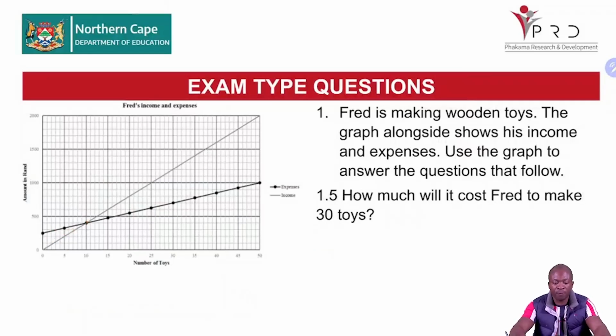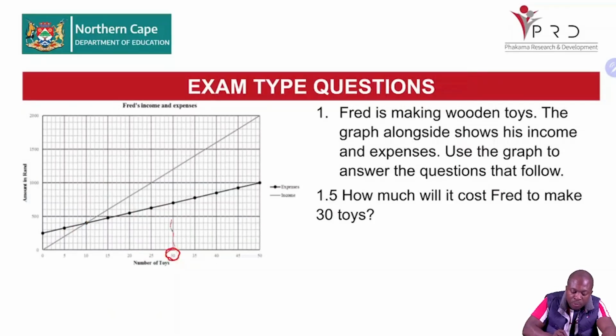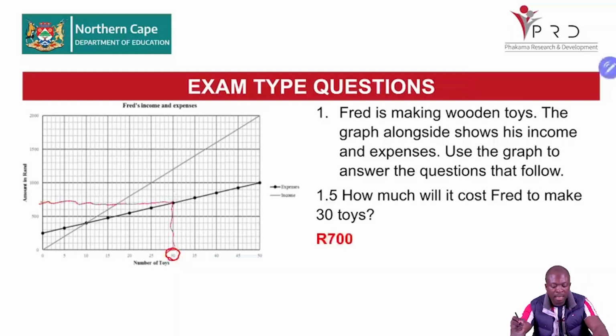Then 1.5. How much will it cost Fred to make 30 toys? This time we want to make 30 toys. Let's look for our 30. How much will it cost? So you follow and then you go onto your left and read the amount that is there. Remember, each amount is 100. So this 500, the 600, the next one is what? 700. You see how you get to interpret the graphs?